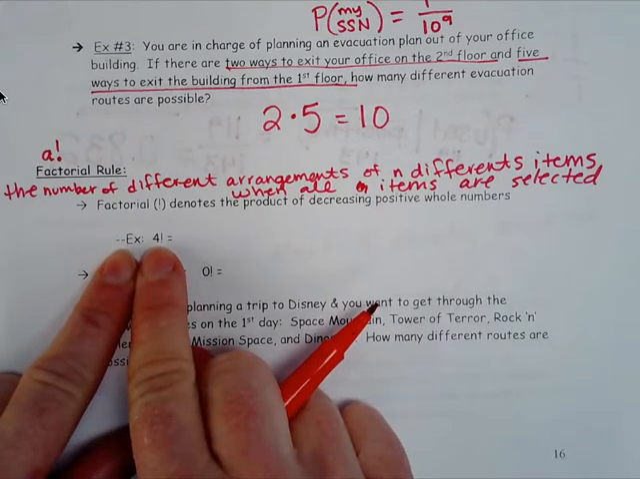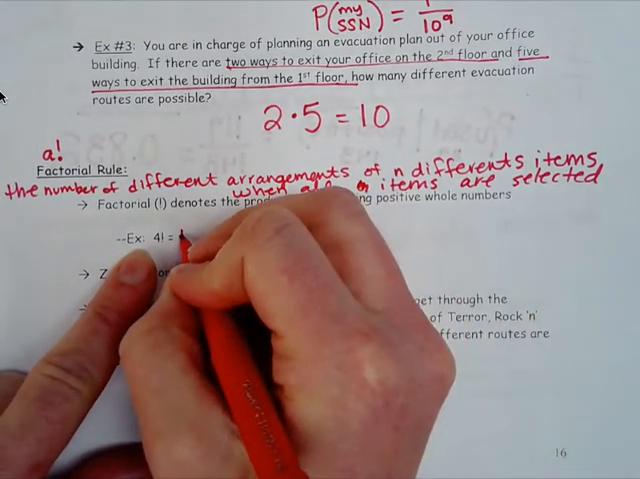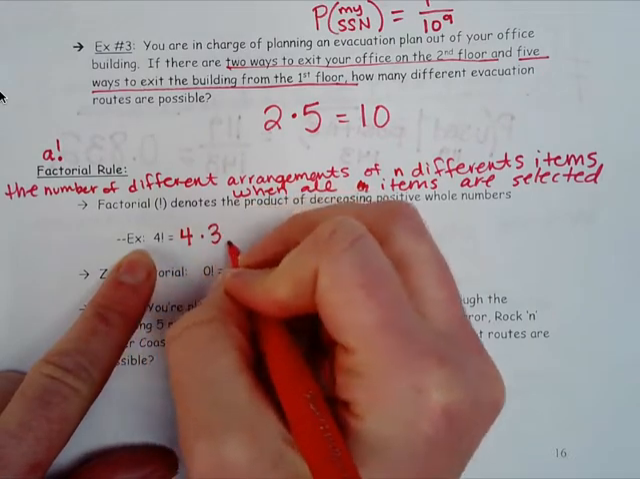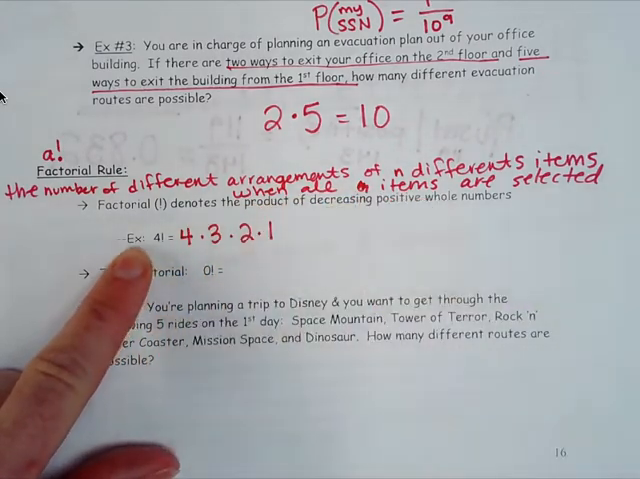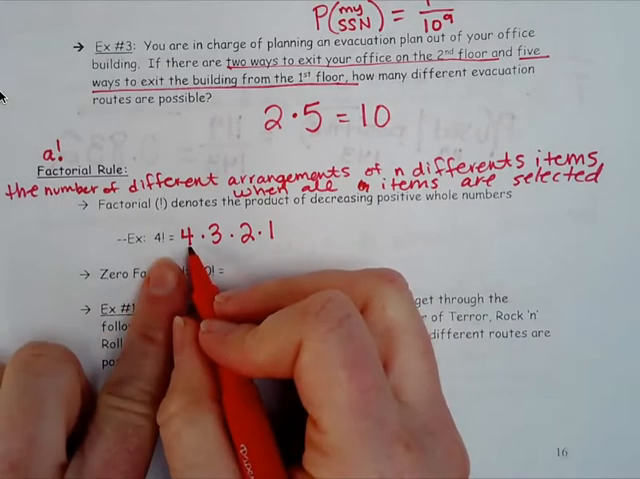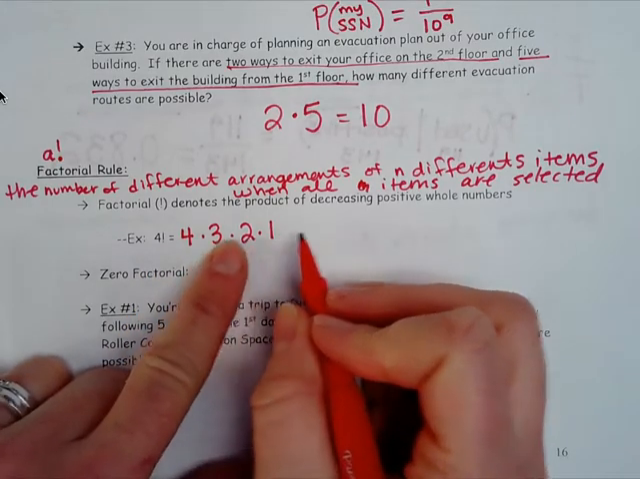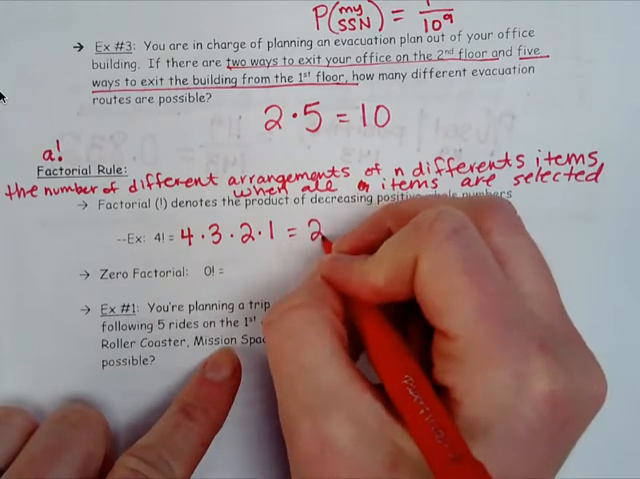So this is 4 factorial. 4 factorial means 4 times 3 times 2 times 1. You're multiplying each descending number, all the positive descending numbers, all the way down to 1. So 4 times 3 is 12, times 2 is 24, times 1 is still 24.